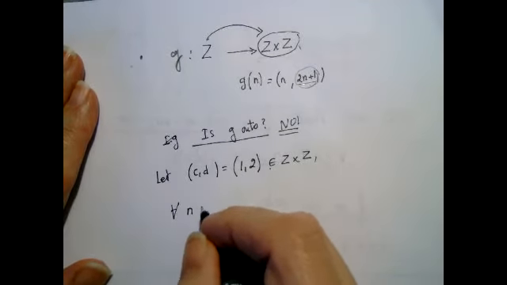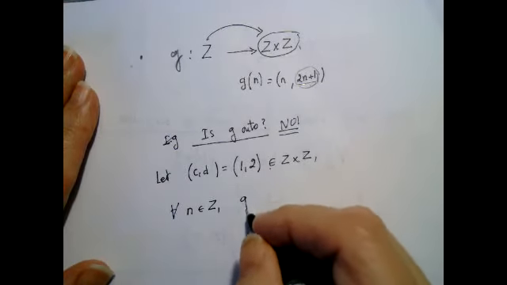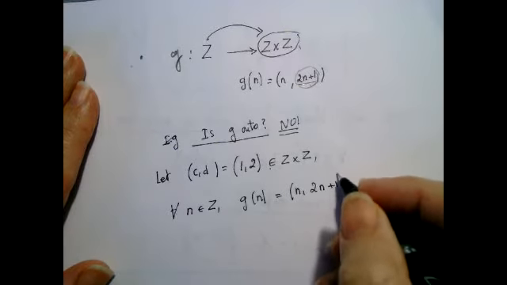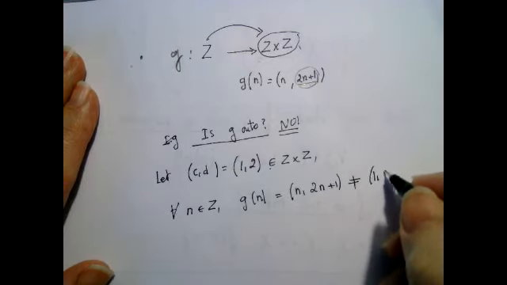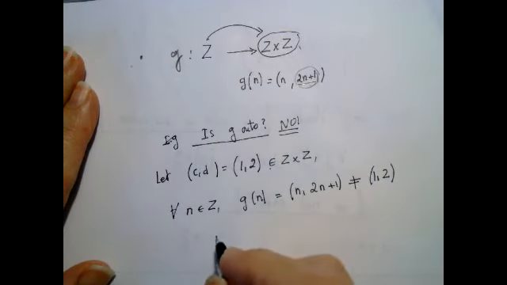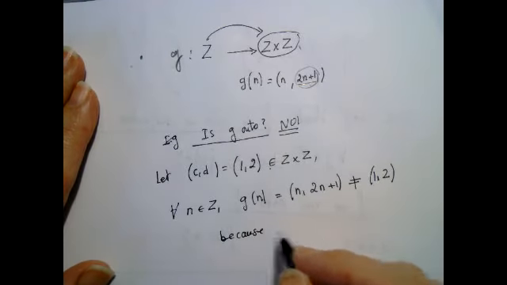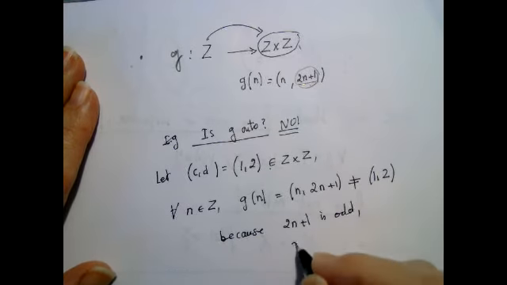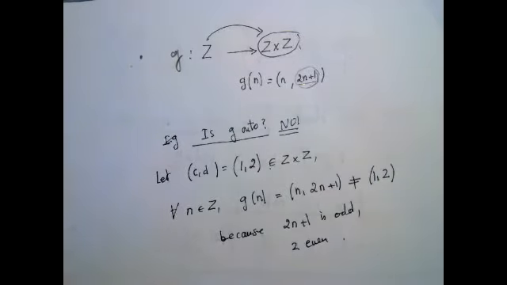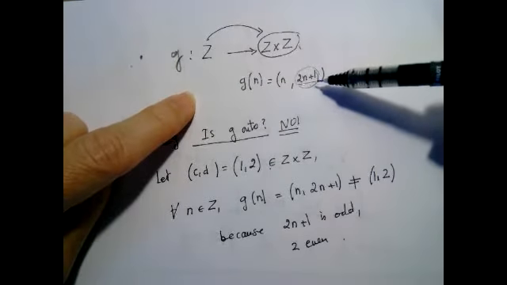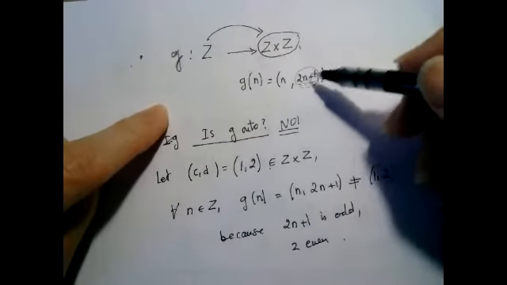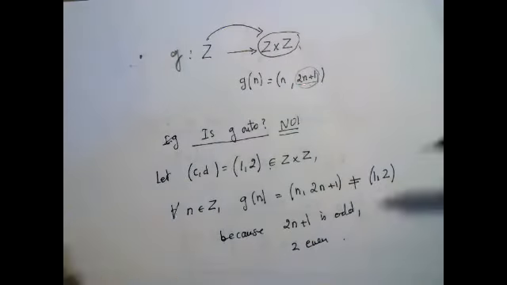Given any n, if I take any integer in Z, G of n, which is (n, 2n plus 1), is definitely different from (1, 2). Why is it different? Because 2n plus 1 is odd. However, 2 is even. So no integer will be mapped into (1, 2). Regardless of which integer I take, nothing will be mapped into (1, 2) because 2n plus 1 is odd, so we cannot get every pair in Z cross Z.